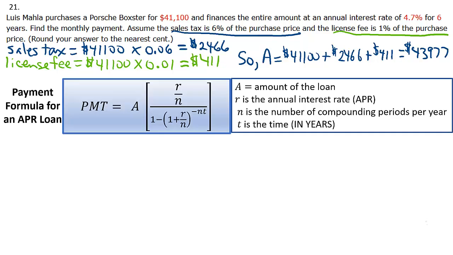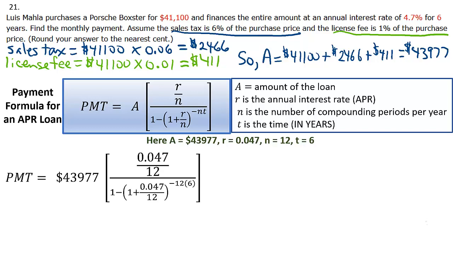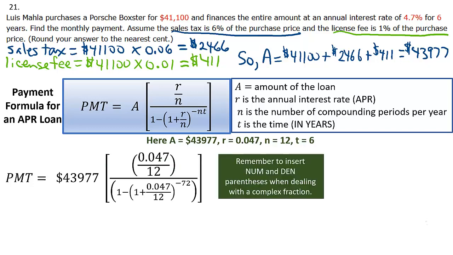So you plug it into your formula to figure out the monthly payment. The $43,977 is A. The interest rate as a decimal is 0.047. It's monthly, so N is 12, and we're doing it for 6 years. Plug those numbers in, multiply the numbers in the exponent, and put parentheses around the entire numerator and the entire denominator, and you will get the formula so that it's ready to type into the calculator.